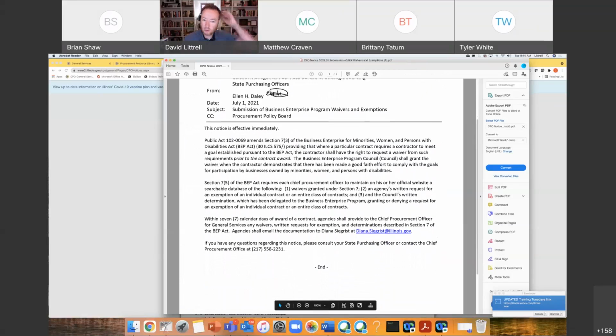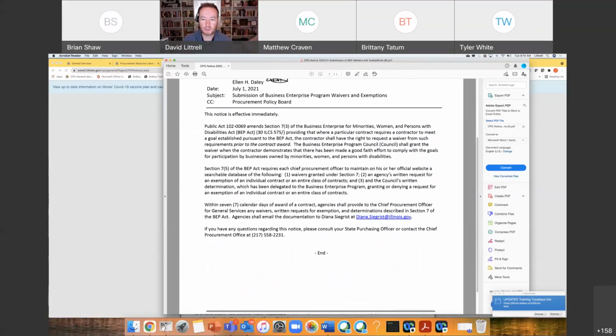So within 7 calendar days of the award of a contract, the agencies shall provide to the Chief Procurement Officer for General Services any waivers, written requests for exemption, and determinations described in Section 7 of the BEP Act. As part of this notice, it just references, again, what we just talked about on that other slide. Section 7.5 of the BEP Act requires each CPO's office to maintain on the official website a searchable database of the following: the waivers that are granted under Section 7, the agency's written request for an exemption of an individual contract, and the council's written determination.